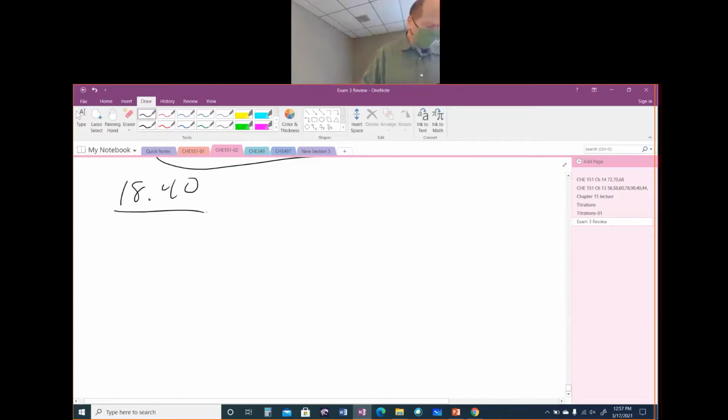1840. What is the change in entropy, delta S, for the reaction?